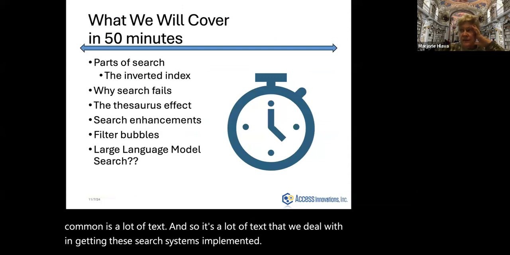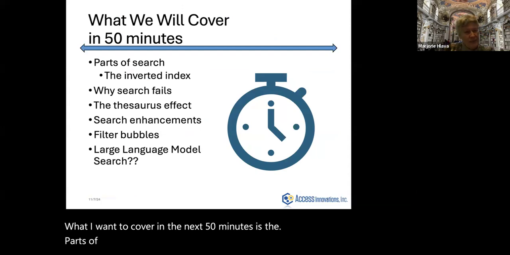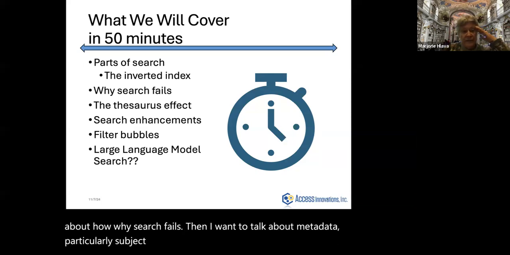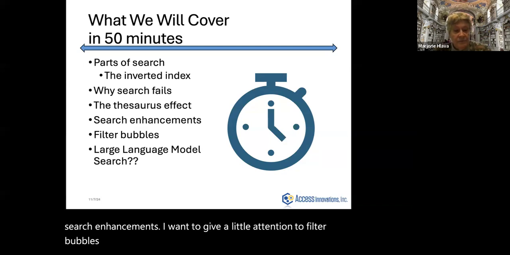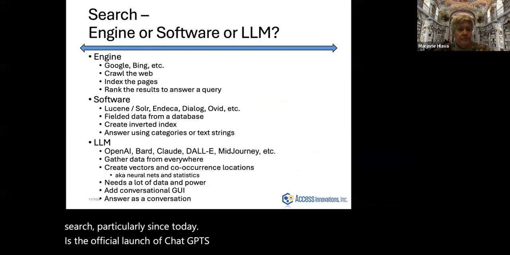What I want to cover in the next 50 minutes is the parts of search, what makes them work inside, and then some about why search fails. Then I want to talk about metadata, particularly subject metadata as the thesaurus effect, and then search enhancements. I want to give a little attention to filter bubbles and a passing reference to large language models as search, particularly since today is the official launch of ChatGPT's search system.